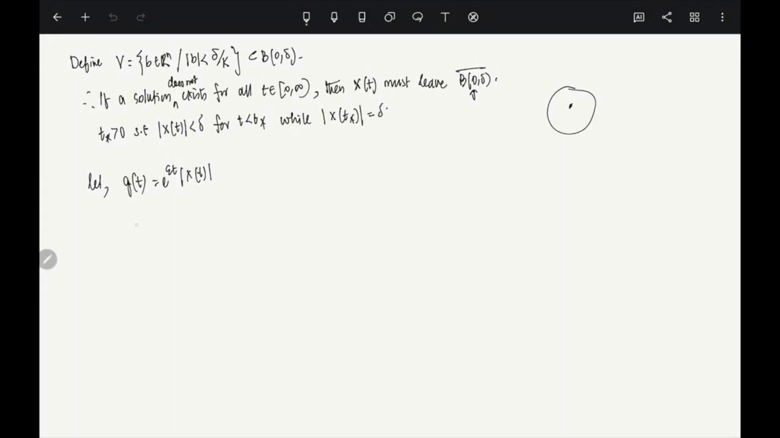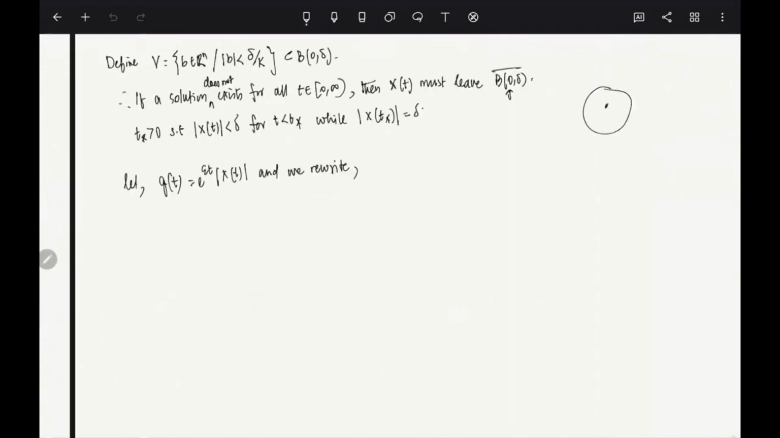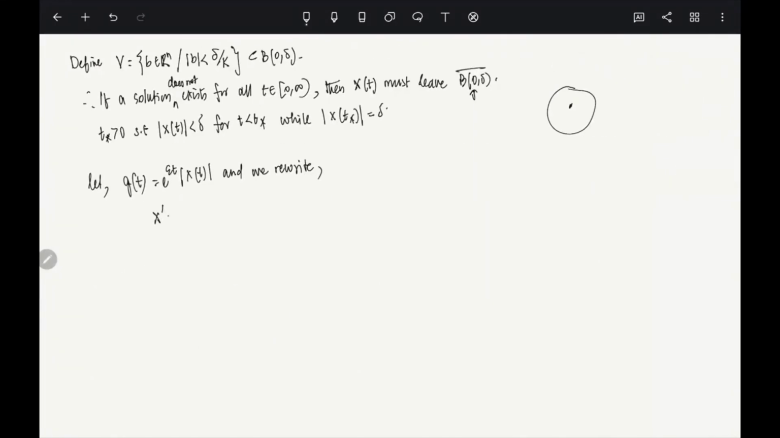Let g of t be this, and we rewrite. Okay, see, x prime equals f of x. And what is f of x? f of x is Ax plus r of x, right? So we have x prime equals Ax plus r of x. Is it okay? And what is x0? x0 is given to be b. We can rewrite the equation like this.